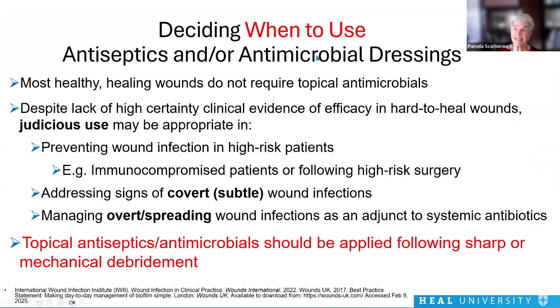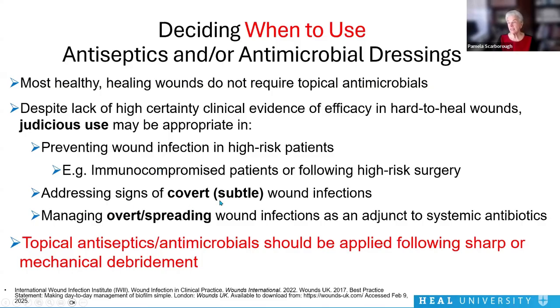So, deciding when to use these antiseptics or antimicrobial dressings: most healthy healing wounds don't need it. The patient's body can take care of this. Despite the lack of high certainty clinical evidence of efficacy in hard to heal wounds, judicious use may be appropriate in preventing wound infection in high risk patients. You know someone has an autoimmune disease. You know they have an immunity issue. They have a wound now. Maybe prophylactically, you need to use some topical antimicrobials, particularly if you start seeing those subtle changes in that wound that we talked about. Go back and look at that sheet that I showed you, because you're going to have that. So we want to prevent wound infections in high-risk patients if we can.